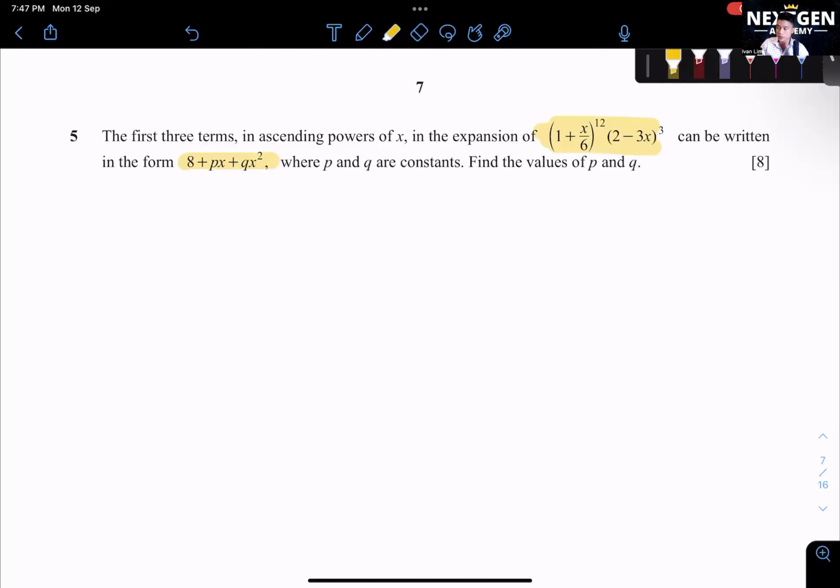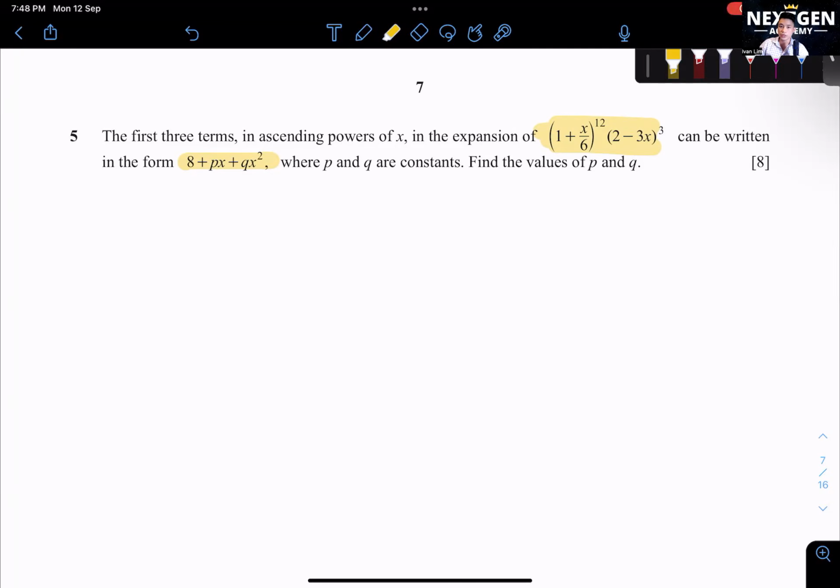Find the values of P and Q. Okay, those who don't know this question, I saw some of you just leaving it blank. What you all need to do, you need to know where to find this formula, because this binomial one often comes out also.